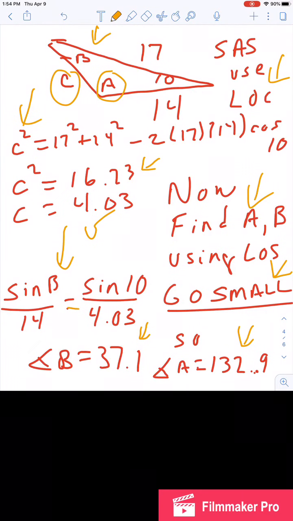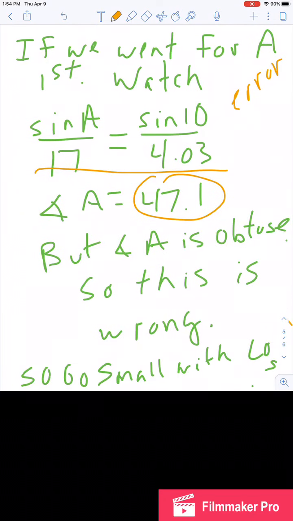Okay, 132. So it has to be obtuse, so there's no way that could be 47 and change as we go back and look at that. So as we go back and look at that, A is obtuse, so this is wrong. So once again, that 47.1 is in fact the supplement of the other angle, the one we had in the previous one with the obtuse. So the rule of thumb is always go small with law of sines when you're looking for an angle. Go large when using law of cosines to find an angle.